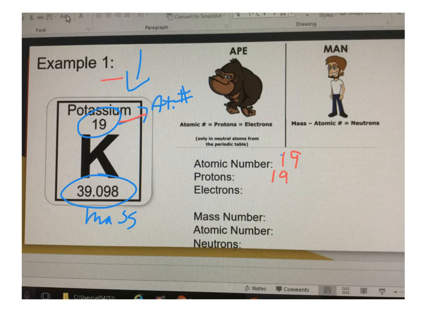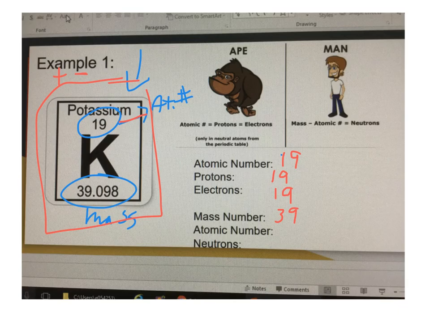Electrons, well, here do I have a charge? Nope, and what do I mean by charge? Do you see a positive or a negative number here in the atom? No, so that means it's neutral, and so the electrons are going to be the same as your protons. Okay. Now my mass number is 39.098, but we can round it off to 39.